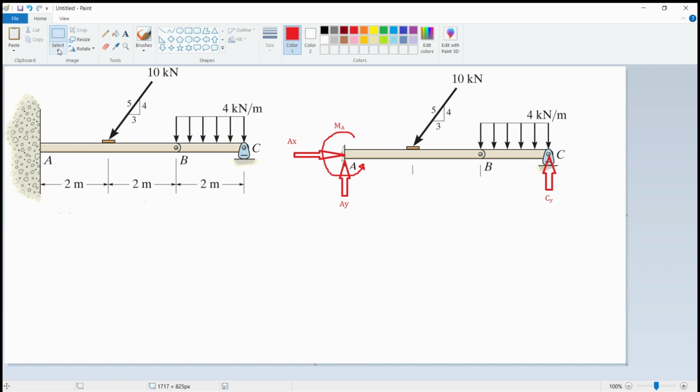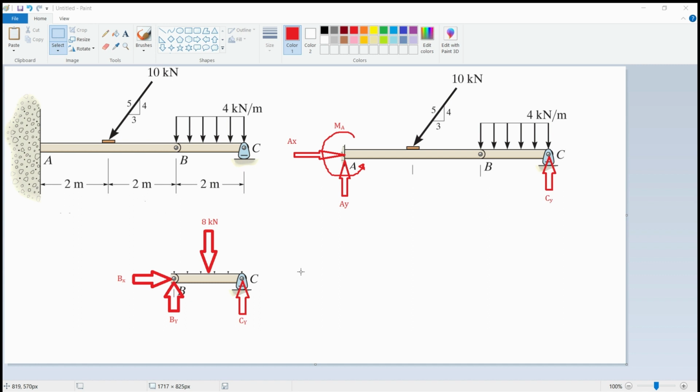In Paint, I like the freeform selection option, and this allows me to draw around that piece, copy and paste, and now I can see the piece that I'm going to draw my free body diagram on. Notice that the CY comes with it, and I just have to replace what's happening at the pin between A and B.